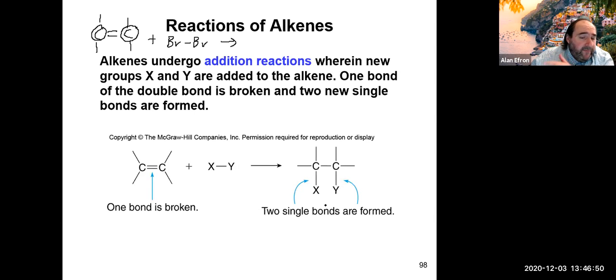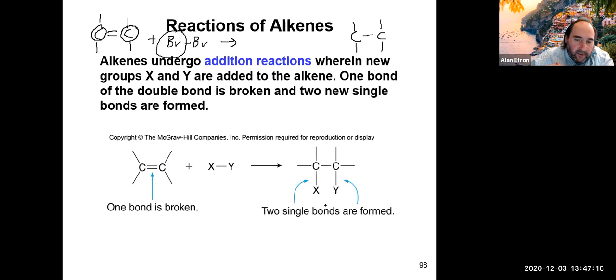We need to make room for it. So what ends up happening is the double bond becomes a single bond, and everything stays the same. So you would redraw it just the same, but you would make the double bond into a single bond. The nice thing about that is now each of those carbons can accept what's coming in.